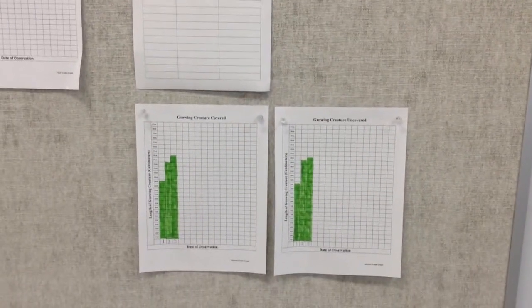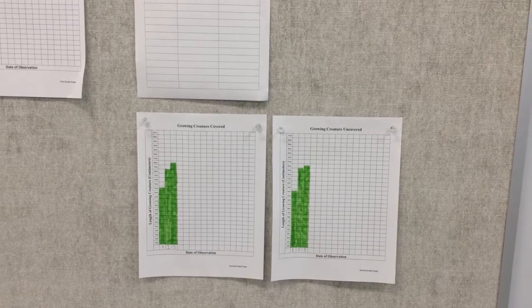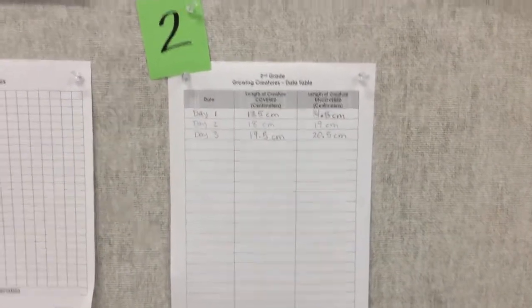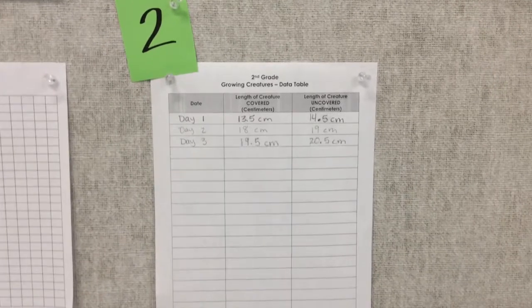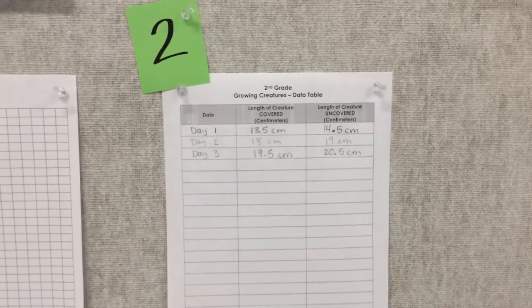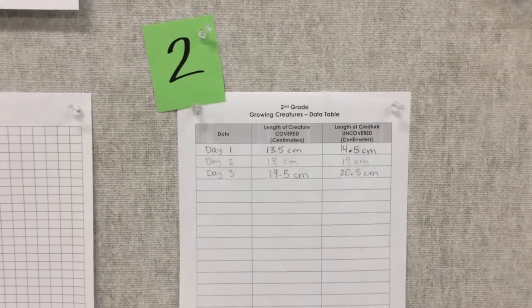And here they are in the graphs. And so in your science notebook, just do some predicting. What do you think might happen tomorrow? What do you notice? Is one gator growing more than the other?